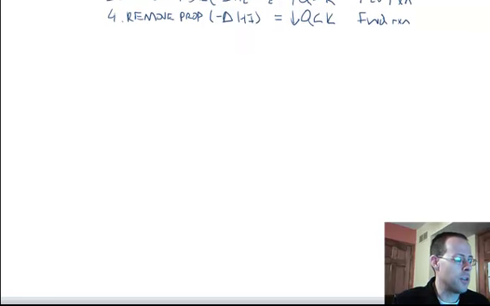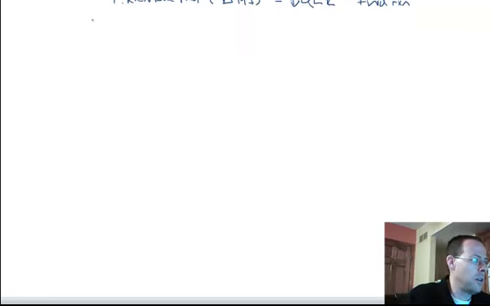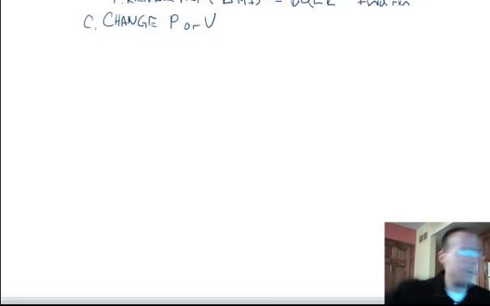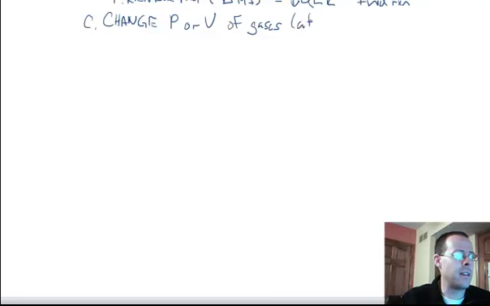There's a couple other things we can change as well. So we're going to go back to C and say if we change pressure or volume. I'm just going to store those as P's or V's. So we change pressure or volumes. If we're talking about pressures and volumes, we're really referring to gases. So change pressure or volume of gases. And we're just going to put the caveat in at constant temperature. So everything else is constant other than pressure or possibly volume.